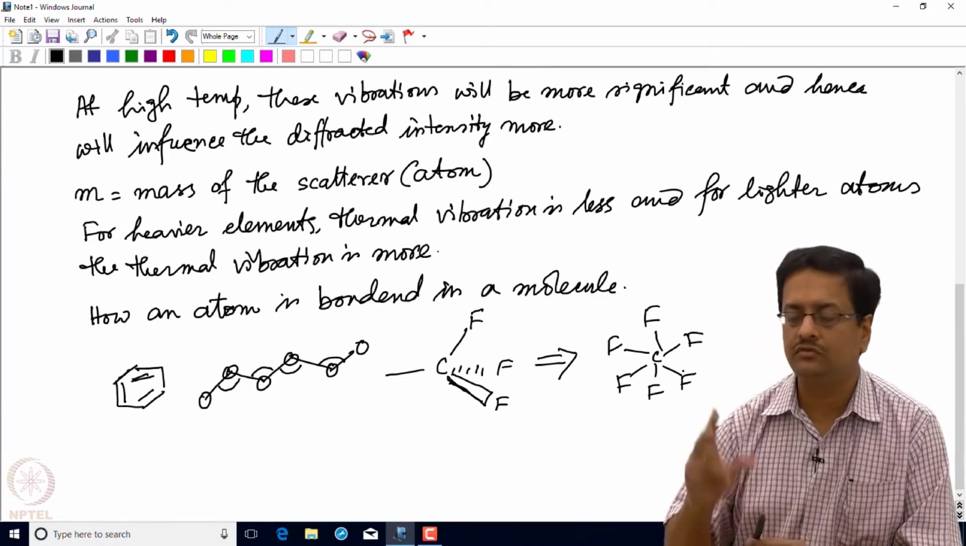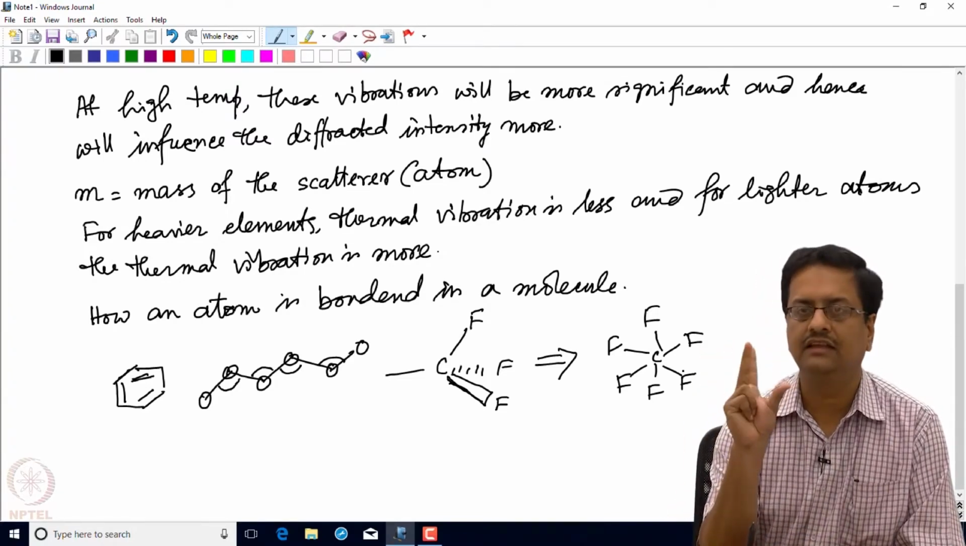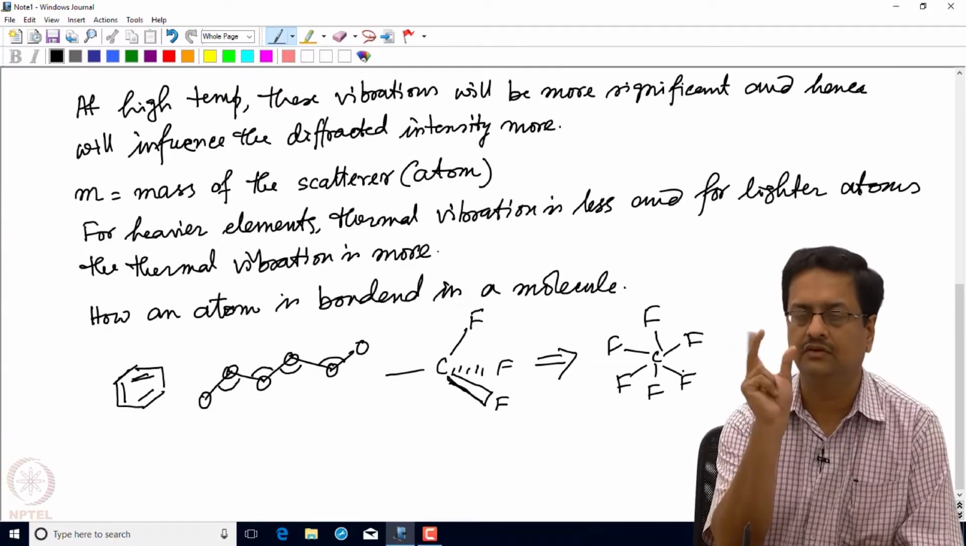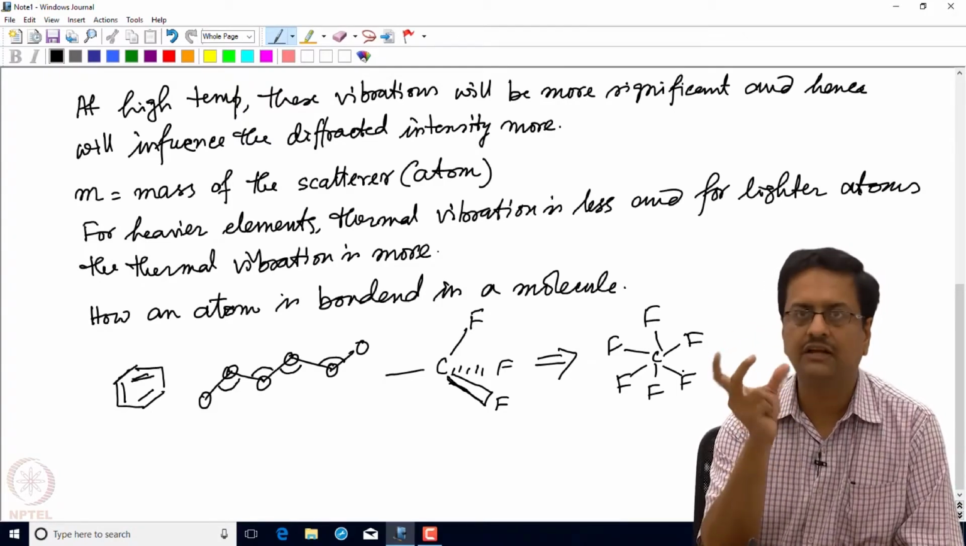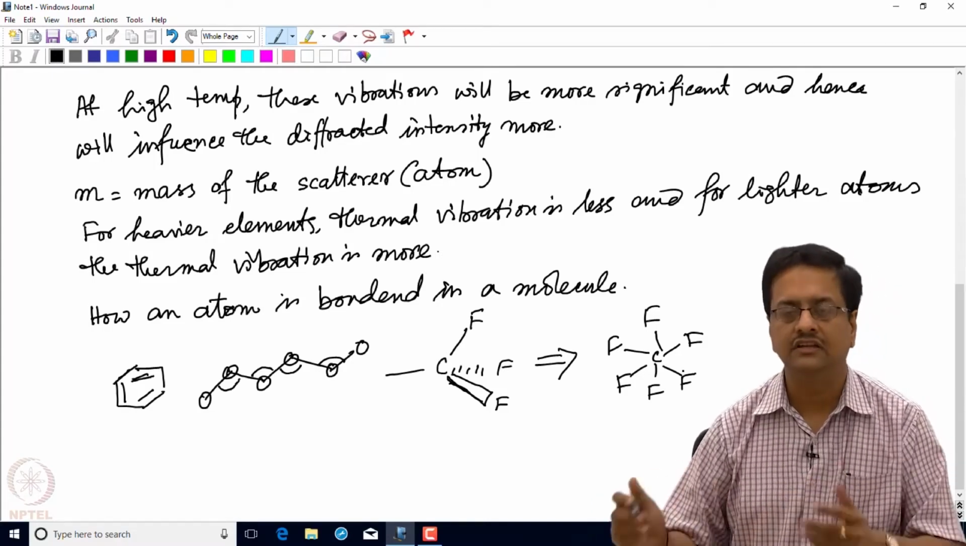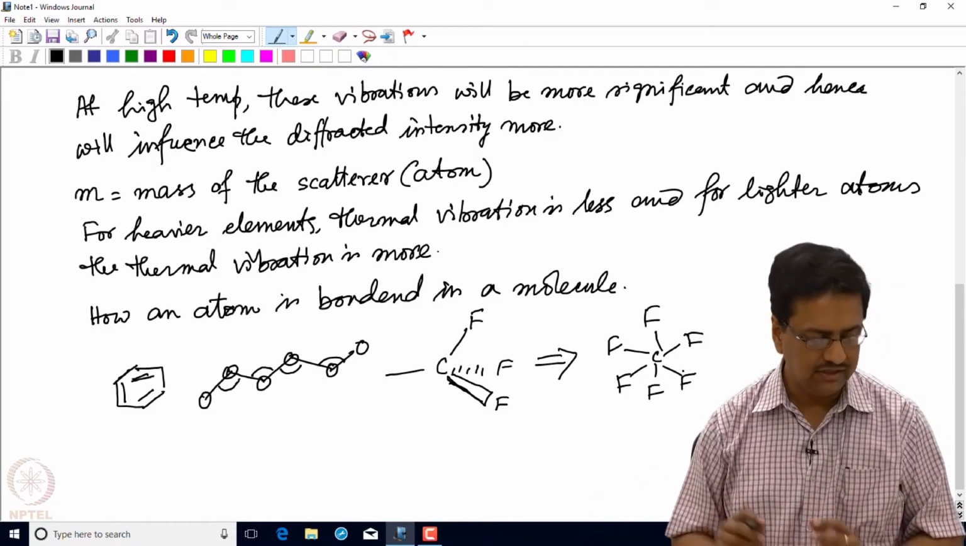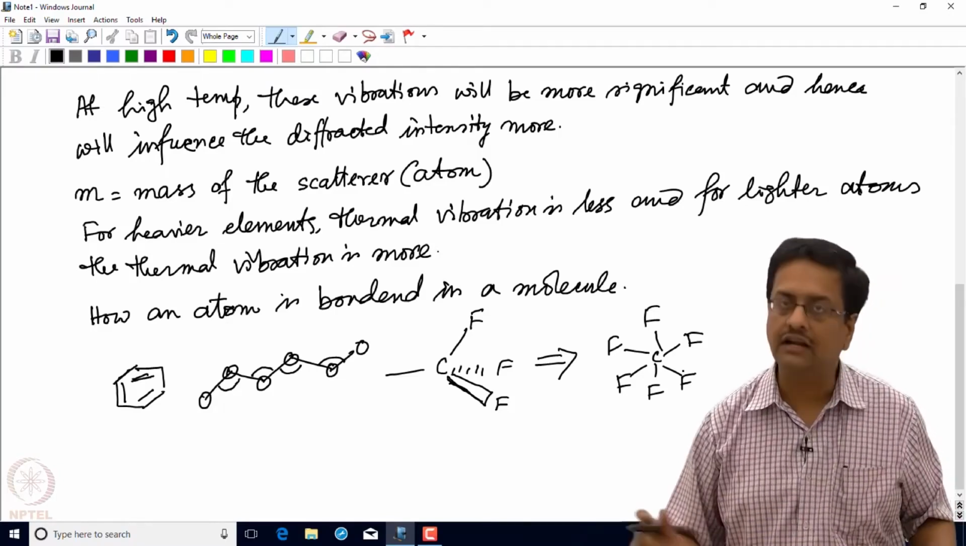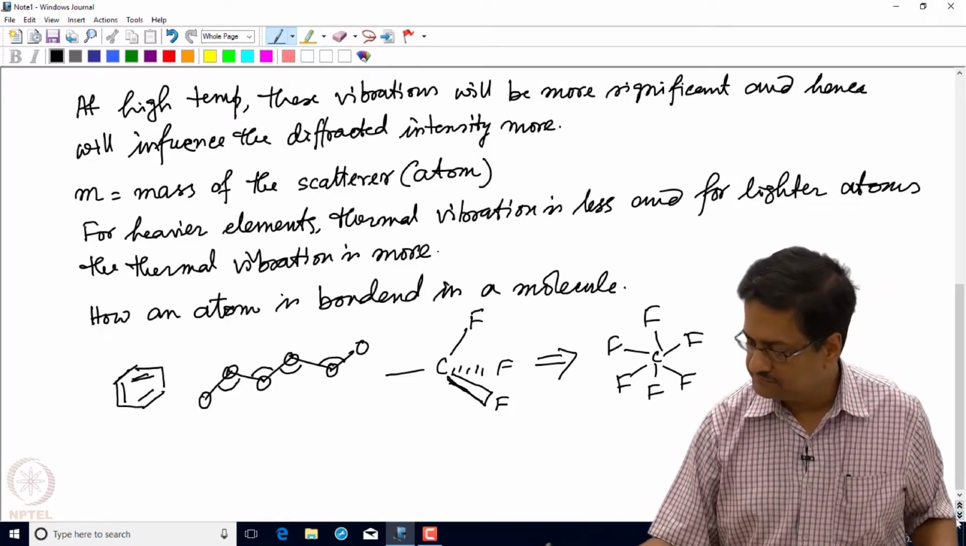Because this group is vibrating in such a way that it is as if doing a rotation. So this thermal vibration makes the scattering from this type of compounds very weak, very feeble, and hence we need to take care of that kind of thermal vibrations.